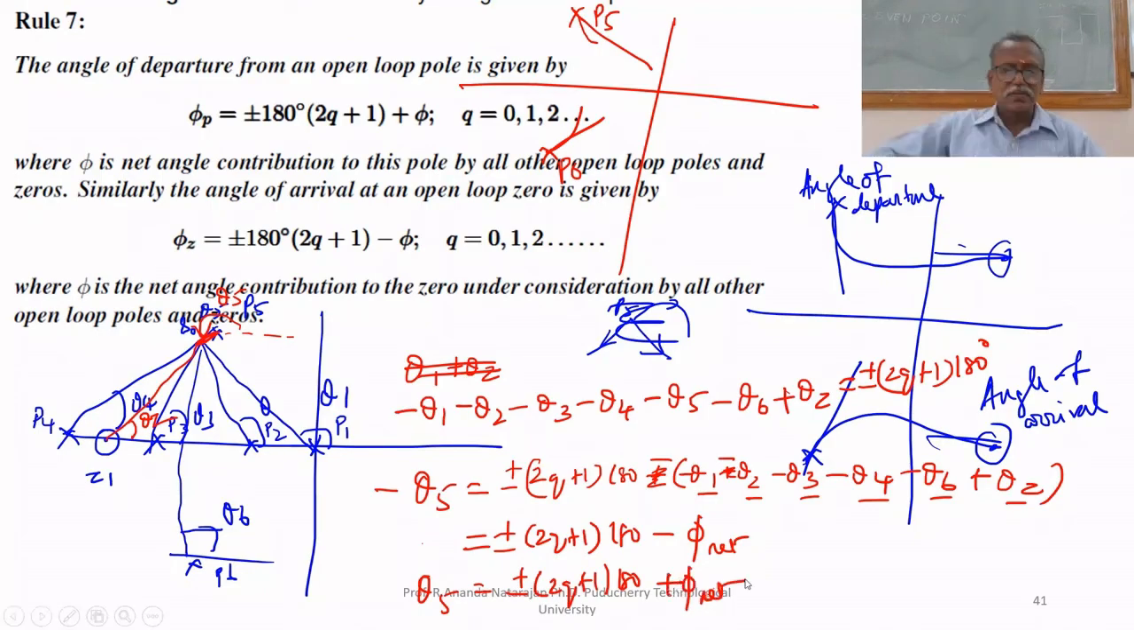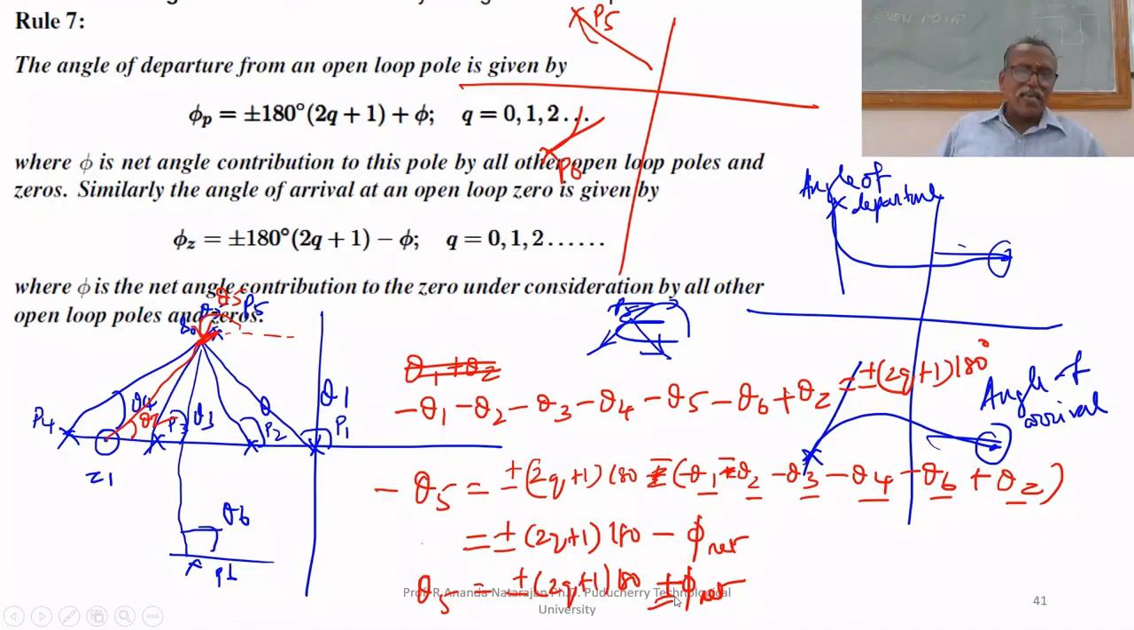So theta phi equals plus or minus (2q plus 1) multiplied by 180 plus phi net. So how to find theta 6? Instead of plus you would put minus, that's all. Or after finding that, negate it, and you will get the angle, because it is symmetrical about the real axis. That is the angle of departure.